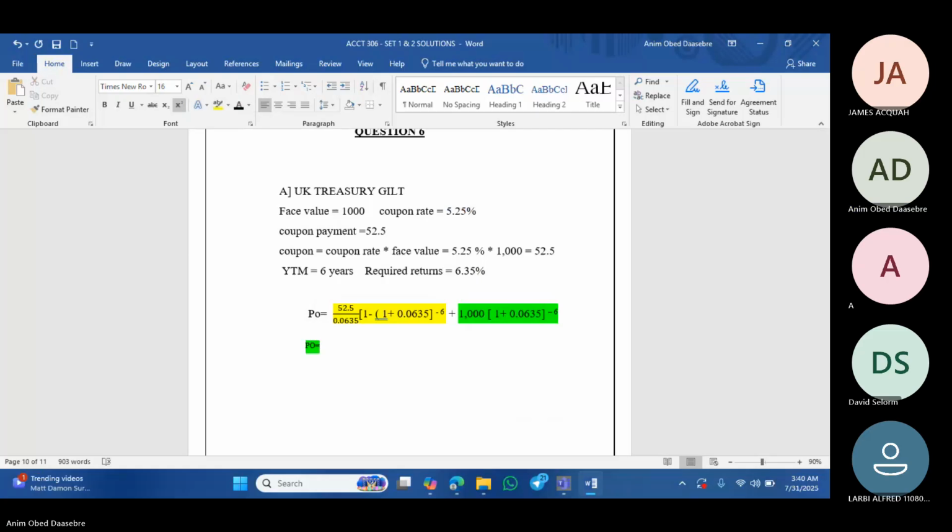What are you getting? Is the answer for the first one, the yellow one, 255.3448? The second, the green one, is what?